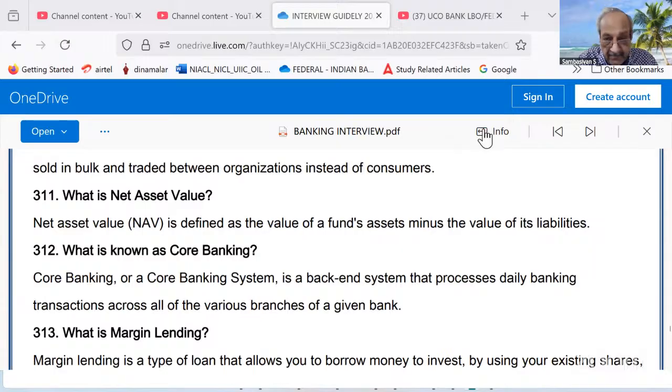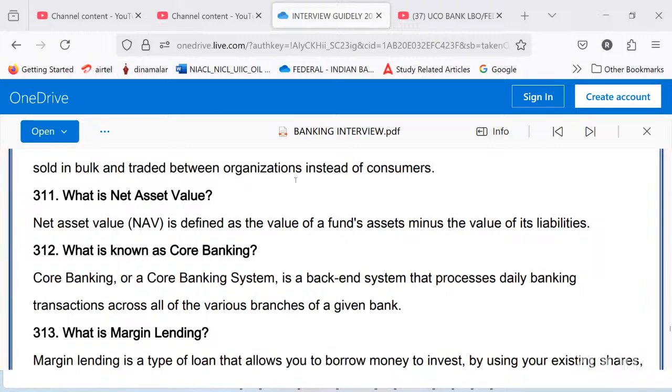Yes, sir. What is net asset value? Net asset value is defined as the value of a fund's assets minus the value of its liabilities. What is meant by liability? Liabilities is that we need to pay. The company needs to pay.